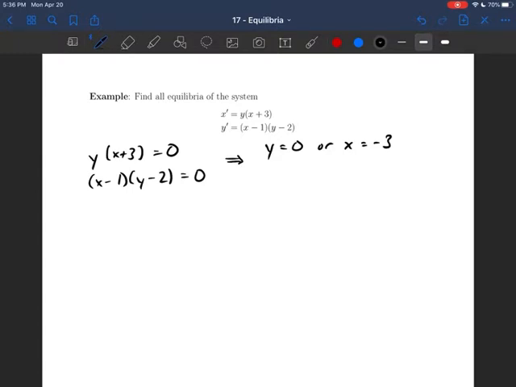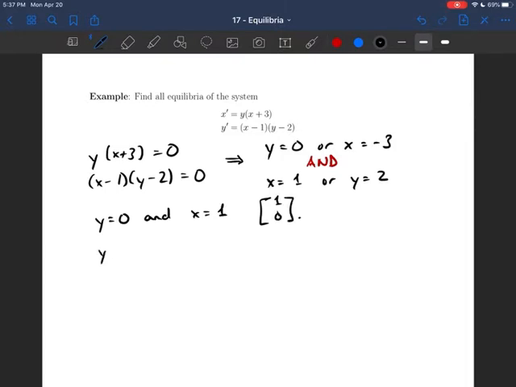So from these two equations that we need to solve, the first one is solved when either y is equal to 0 or x is equal to minus 3, right? We're just factoring here. And the second one is solved if x is equal to 1 or y is equal to 2. Now remember, in order to solve this, we need a simultaneous solution of both equations. So we need one of the first things to happen and one of the second things to happen. So we have to be very careful about how we put these things together.